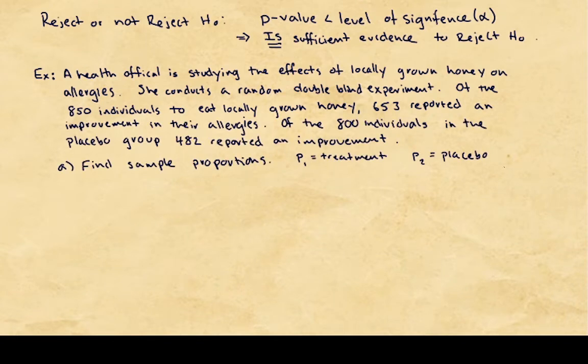I used to share my office with another math teacher at JCCC, and she told me that eating locally grown honey would improve your allergy symptoms if you were allergic to pollen. So I built a statistics example based off this. There was a double-blind experiment conducted, and there's 850 allergy sufferers that did eat locally grown honey, and then there were 800 individuals that were put in a placebo group, so they just ate honey that was sourced from far away. It may not necessarily have been locally grown.